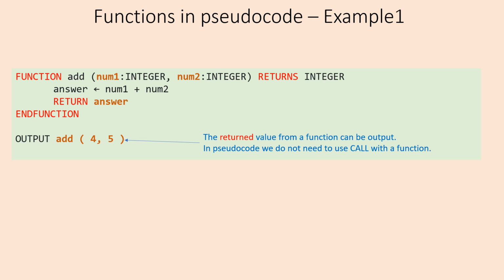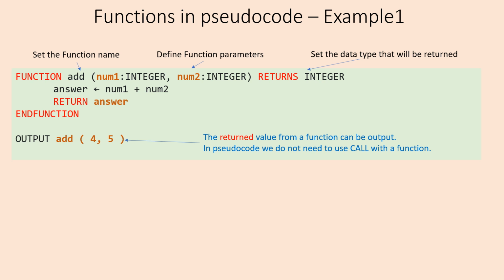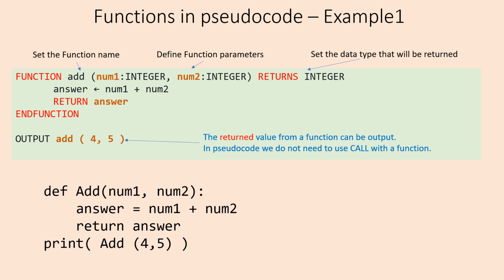In pseudocode, we do not need to use call with a function. So we set the function name, we define the parameters, we set the data type to be returned.